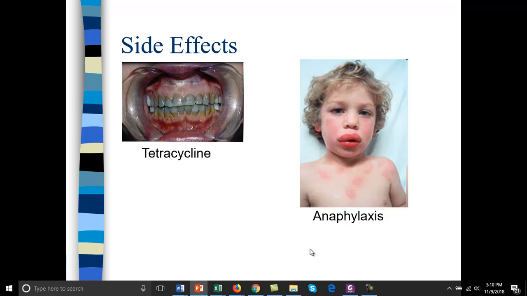Anaphylaxis. This little guy has swelling in his lips and mouth, and that could cause swelling in his airway. And when that happens, then he goes into anaphylactic shock. He can't breathe.